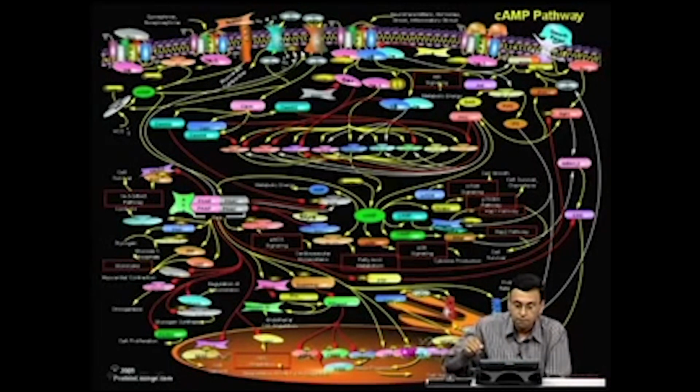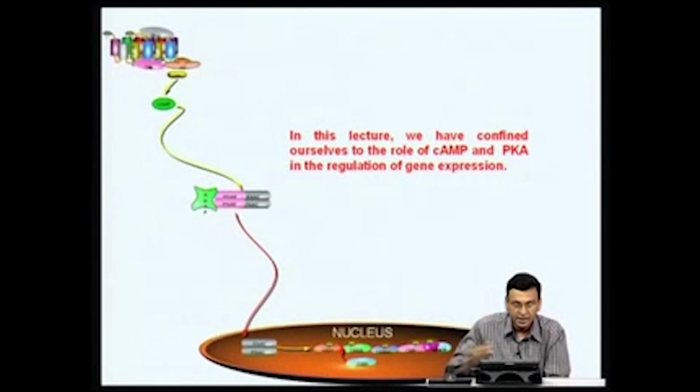I will not go through the complicated signaling pathway, but I am going to confine myself, as shown here, to just one part of it, namely once a hormone binds to a GPCR, it results in the activation of the G protein, resulting in the synthesis of cyclic AMP by adenylate cyclase. Cyclic AMP now binds to the inactive protein kinase. Now, the catalytic subunit of protein kinase comes inside the nucleus and phosphorylates a number of transcription factors.